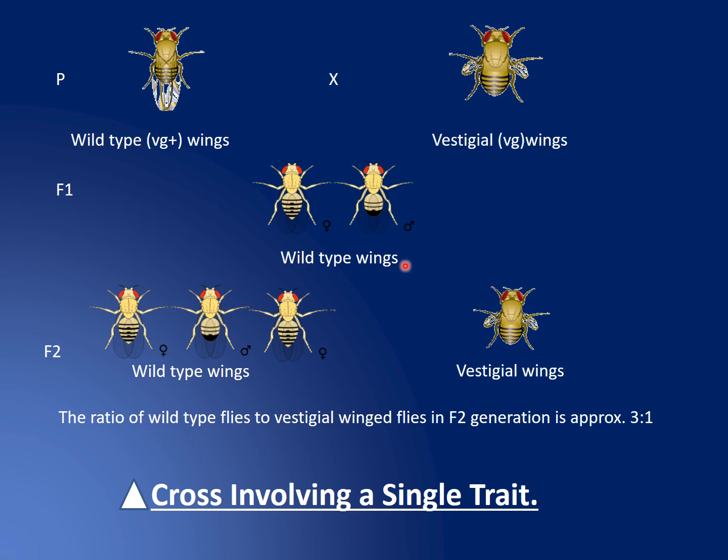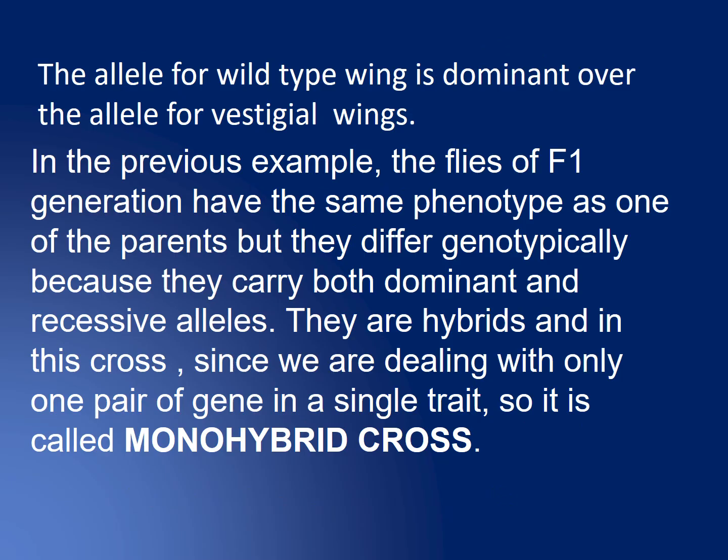If these flies of the F1 generation were allowed to mate among each other, then it was observed that approximately 1/4 of the flies had vestigial wings and 3/4 of the flies had wild type wings. So the ratio of wild type flies to vestigial wing flies in the F2 generation is approximately 3:1. The allele for the wild type wing is dominant over the allele for vestigial wing.